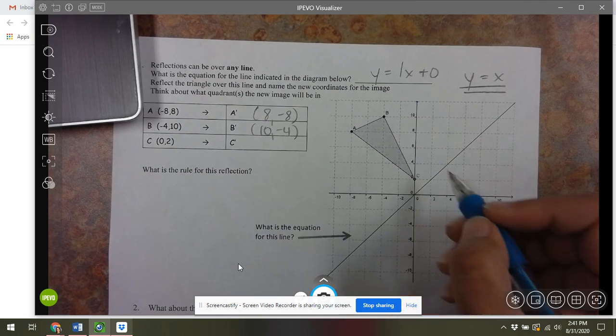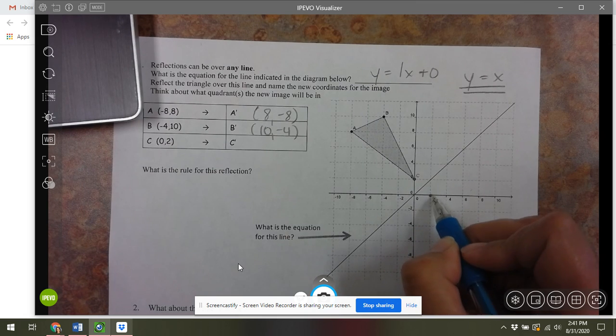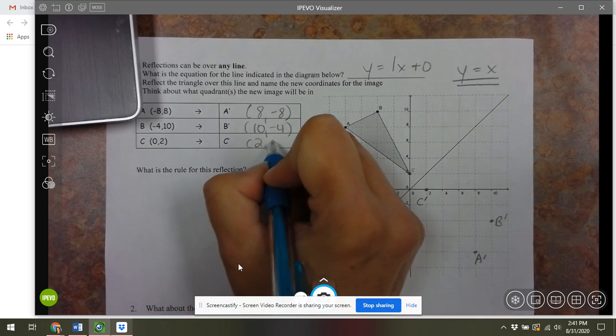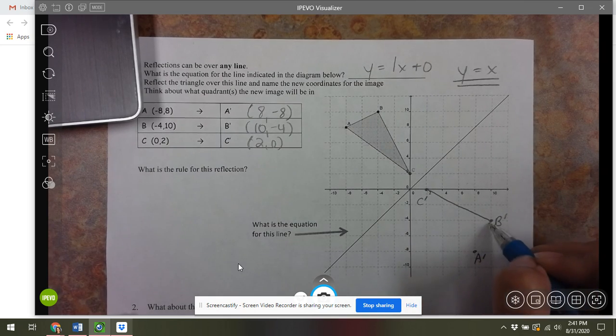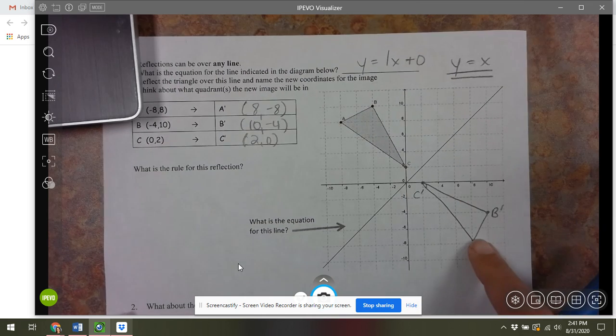C prime would be here, touching the axis, so it's going to touch this axis. It flips over. So this is C prime, and that is 2, 0. So if I connect these, I get the exact same triangle flipped down.